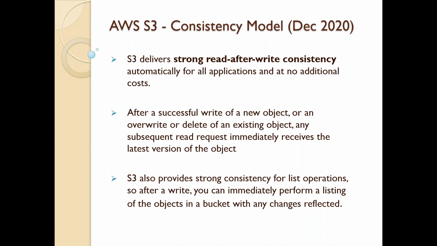So S3 delivers strong read-after-write consistency automatically for all applications at no additional cost. So after a successful write of a new object, or an overwrite or delete of an existing object, any subsequent read request immediately receives the latest version of the object. So there is no delay. It's all real time. S3 also provides strong consistency for list operations. So after a write, you can immediately list the objects in the bucket with any changes reflected. Which means you upload and you make a modification, and the other party can immediately see your updated objects. That's why it's called strong read-after-write consistency.